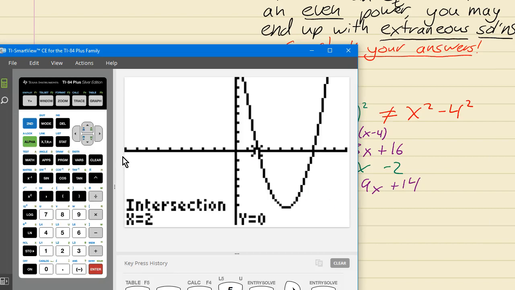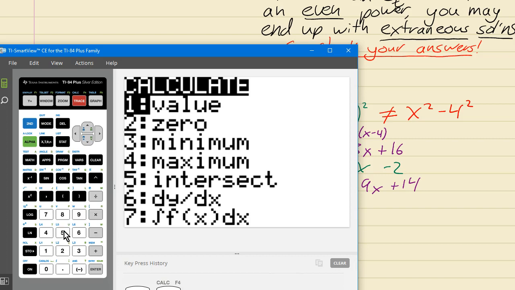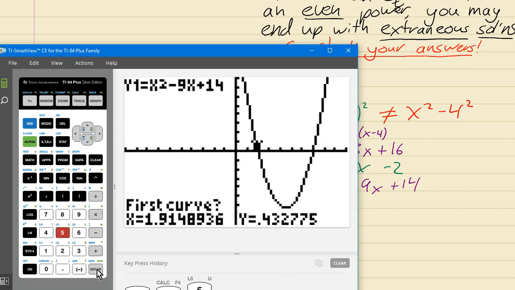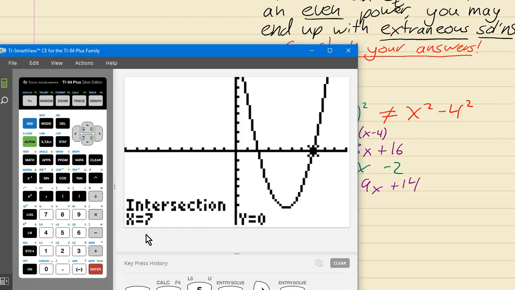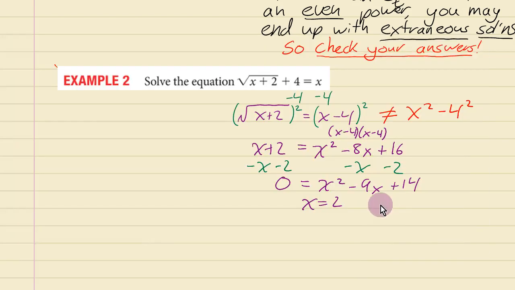Then the other one, we're going to do second calc again. Go down to number 5, intersect. First curve, just hit enter. Second curve, hit enter. Then move the cursor closer to the other point when it asks for the guess. And the intersection is at x equals 7, y equals 0. So those are two solutions of this equation.